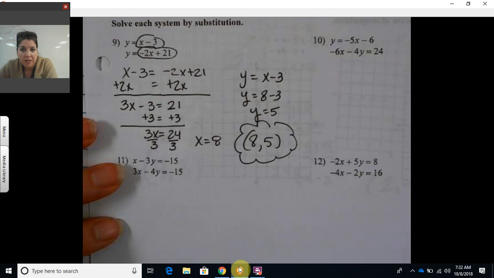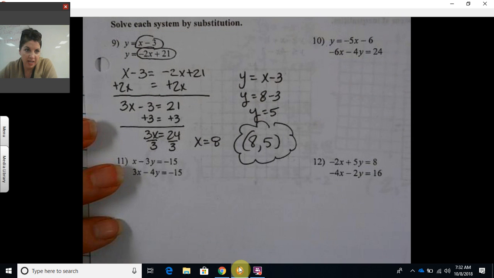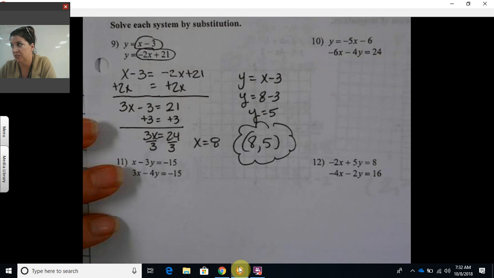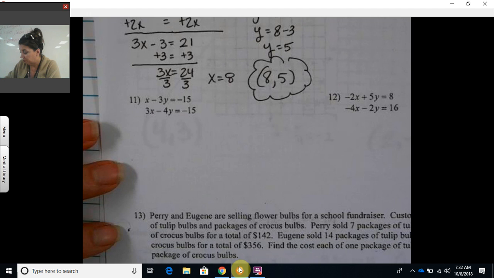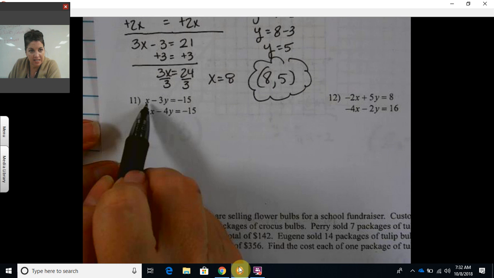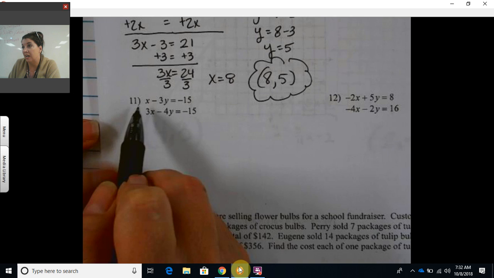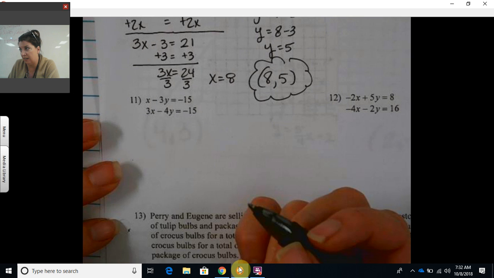On number 10, your top equation already has the y isolated, but the bottom one doesn't, so you're going to need to isolate the y on the bottom equation first. 11 and 12, neither has an isolated variable, so you're going to have to isolate on both. So I'll do 11 with you, and since this x has a coefficient of 1, I would probably isolate my x's first, because that's just going to be one less thing that I have to worry about.